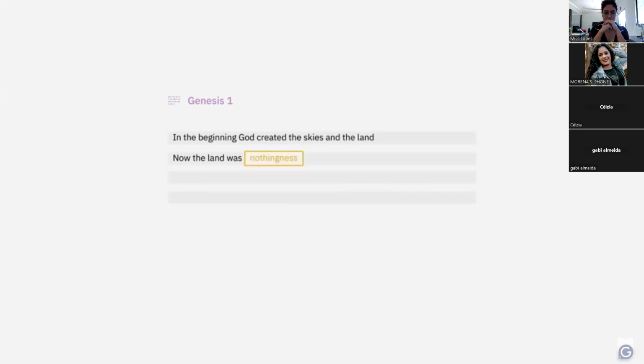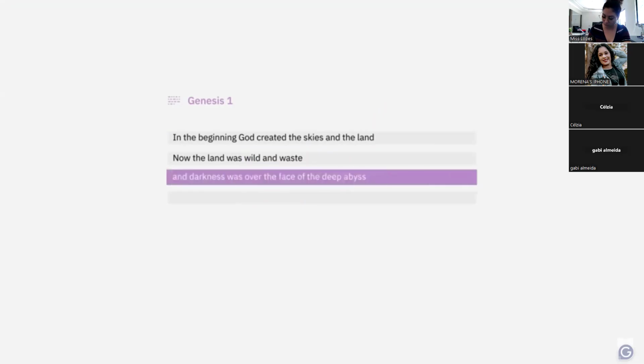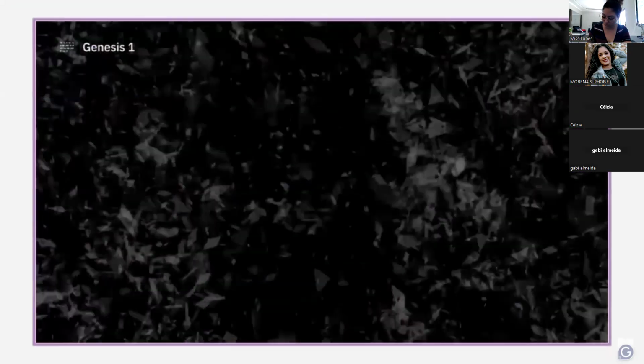what we might call nothingness. For the biblical authors, non-existence means having no purpose and no order. And the next line uses another image to say the same thing. "And darkness was on the face of the deep abyss." What's the deep abyss? Yeah, it's a dark, chaotic ocean. It's another common way the ancients described the non-reality that preceded creation.